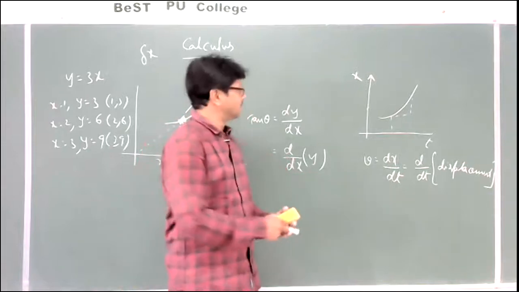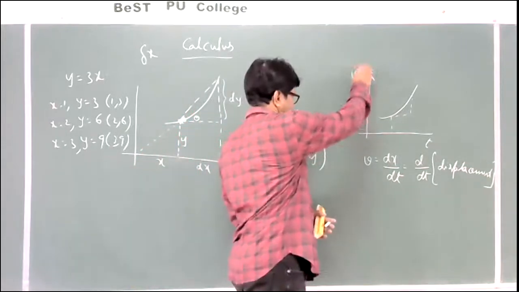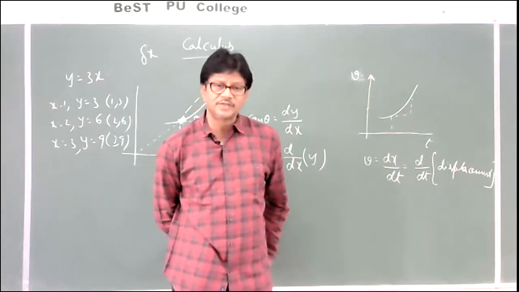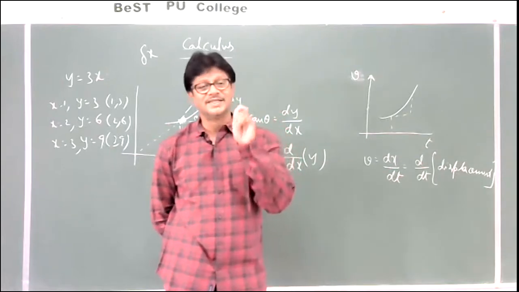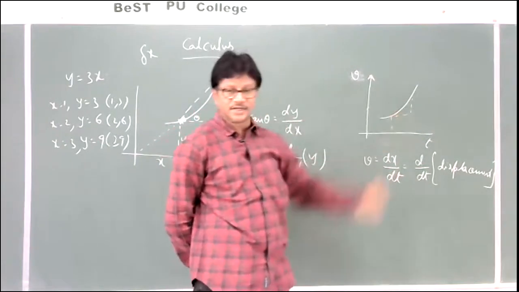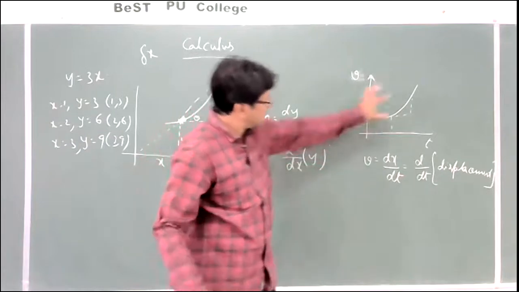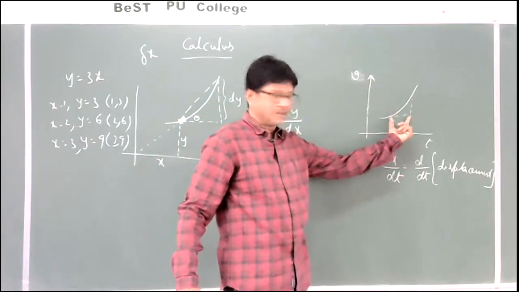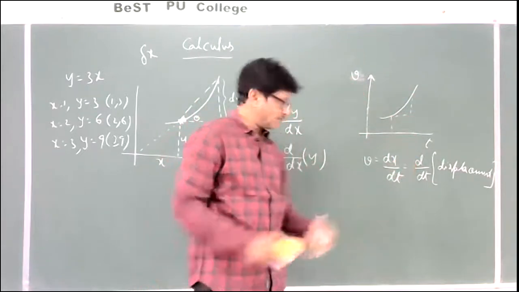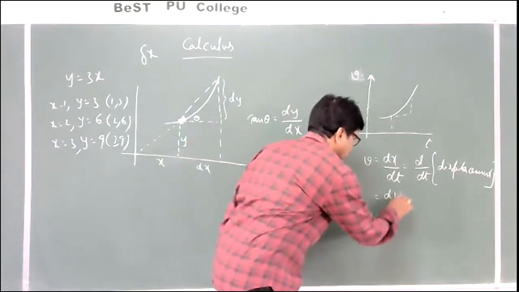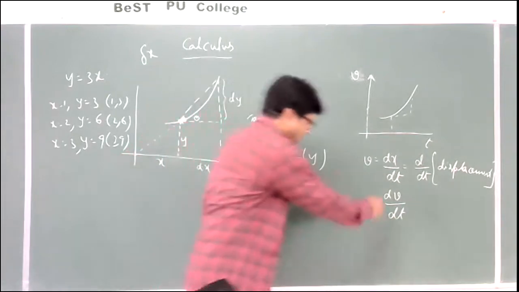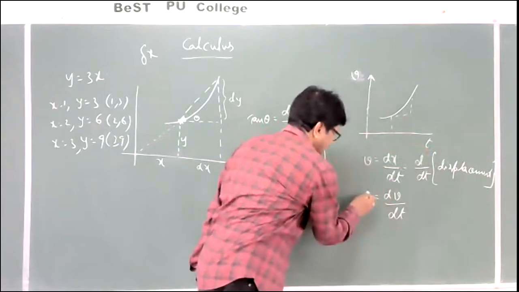In the same manner, if it is a velocity time graph, what will the slope of the curve give? It will give the instantaneous acceleration. What does the slope give here? It is rise by run: the rise is velocity, the run is time. So I can write the slope as dv by dt. So what will the slope of the curve in a velocity time graph give? Acceleration.